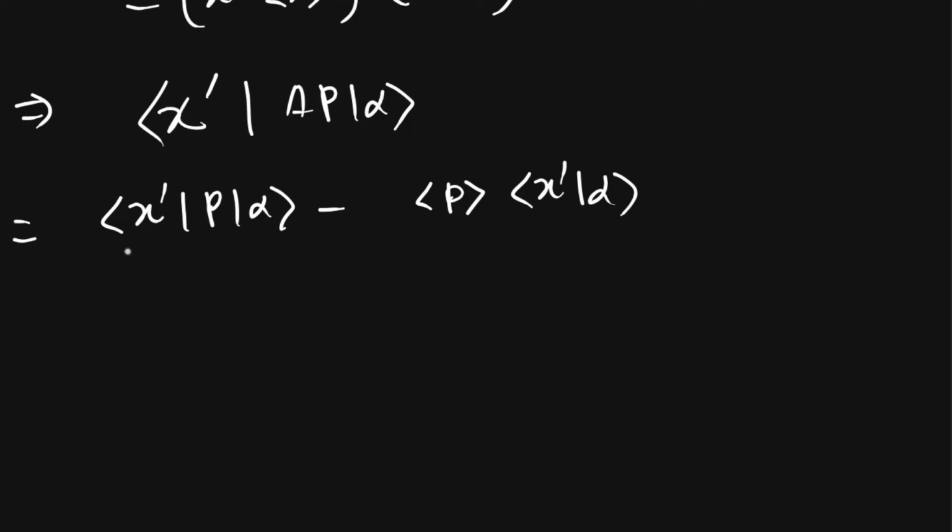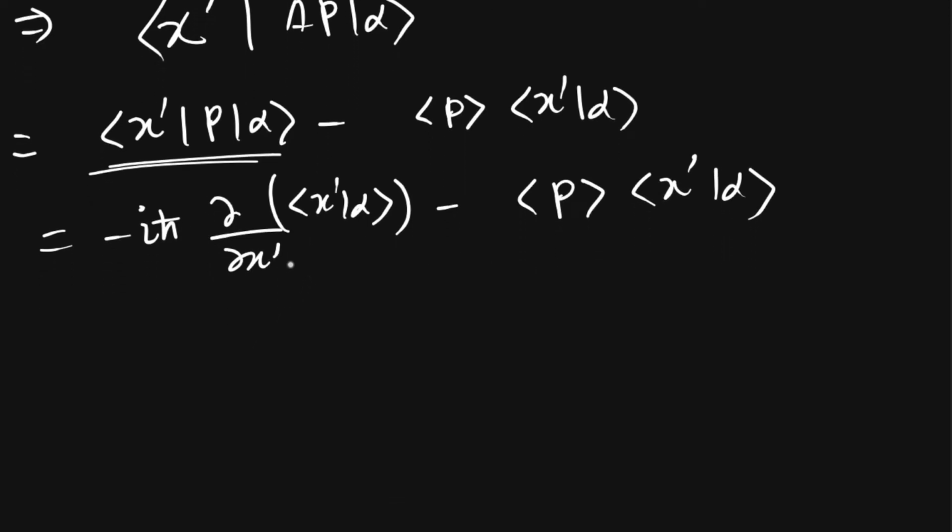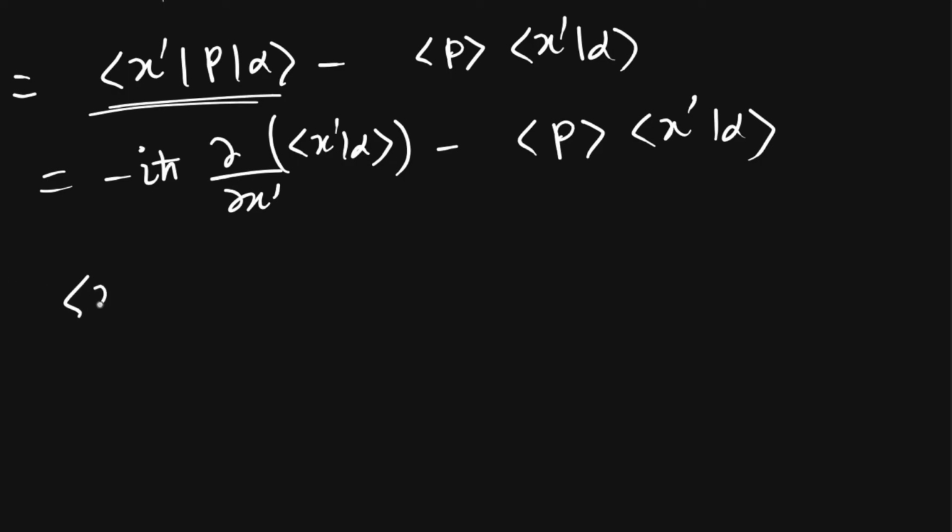From our lecture where we studied the representation of the momentum operator in position basis, we know this is nothing but minus i h-cut del x prime. So let us calculate what is del x prime alpha, and it is given that x prime alpha is equal to 1 by root over 2 pi.